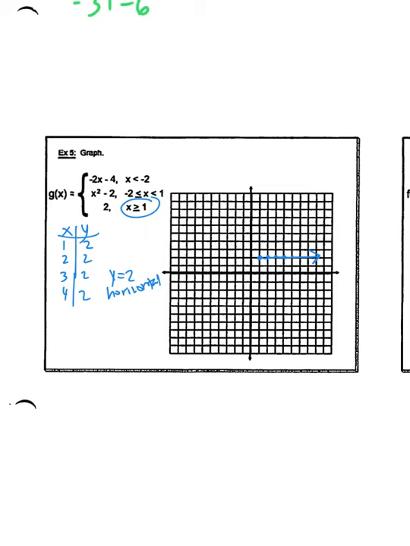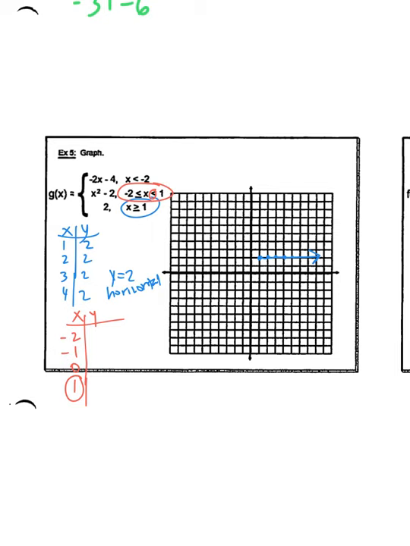Next, I'll do the next part in red. I'm doing this domain. I have a very restricted domain where it's telling me only x values negative 2 to 1. So equal sign on the negative 2. So negative 2 all the way to 1. Negative 1, 0, 1. But the 1 doesn't have an equal sign. So this is going to get an open circle.